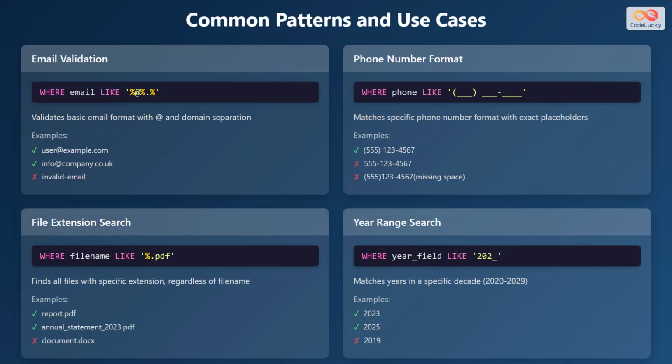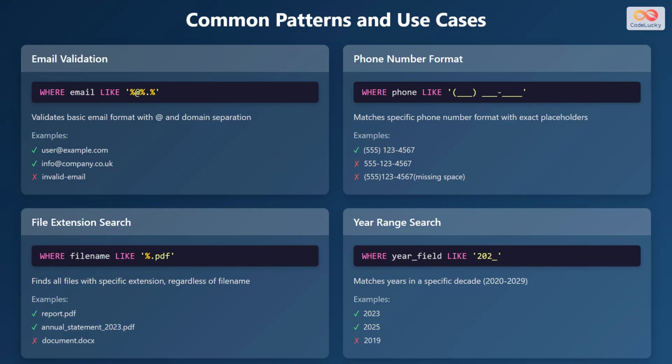Here are some common patterns and use cases for SQL wildcards. For email validation, use the pattern WHERE email LIKE '%@%'. To validate a basic email format with an @ symbol and domain separation. This will match user@example.com and info@company.uk, but not invalid-email.